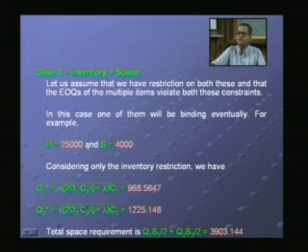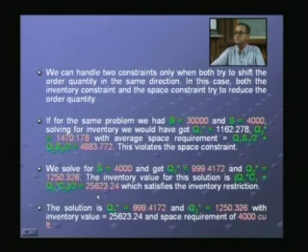We cannot actually satisfy both. We will only be able to satisfy one, so we solve for one and substitute in the other to find out which one works. In this case we have solved for inventory, and when we substitute, the space works, therefore this is the optimum solution. We can handle two constraints only when both try to shift the order quantity in the same direction. Both the space constraint and the inventory constraint try to reduce the order quantity. In this case both reduce, therefore we can consider them.